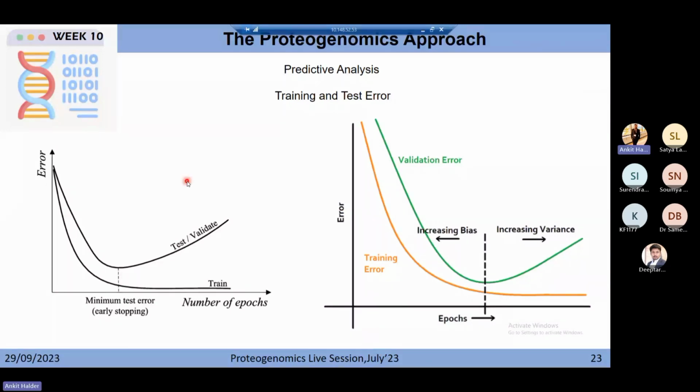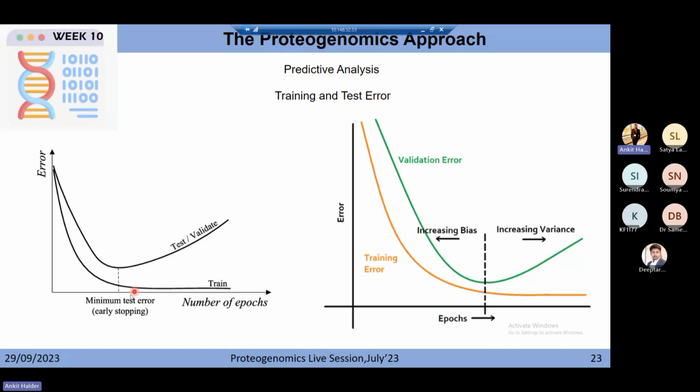I am hoping that I am able to make myself clear. You need to stop here so that your test error is minimum, which might not be the minimum for your training error. You might go further, but you need to stop here. This is the concept of early stopping, specifically used in neural networks. You need to stop your training in such a way that you have the minimum test error.